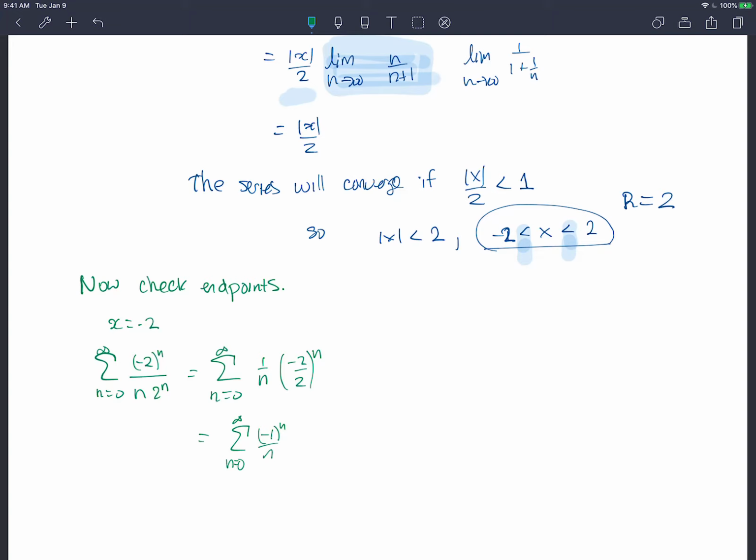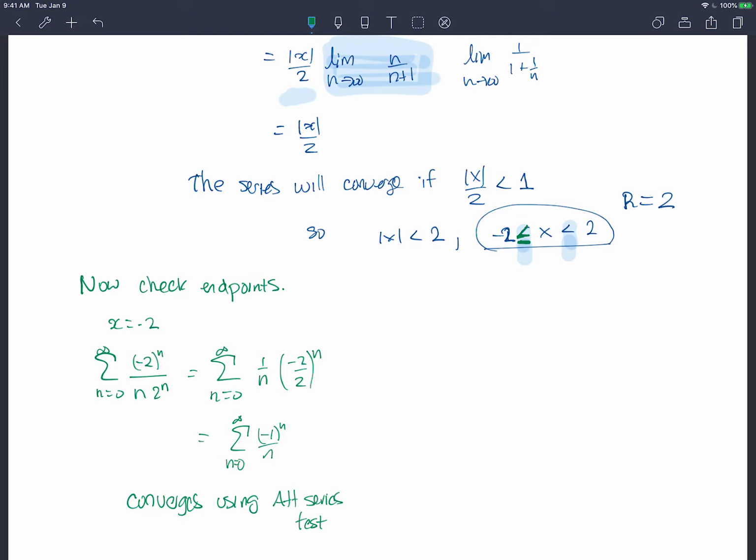Correct? Remember that we saw before that this is an example where the series converges when it becomes alternating, using the alternating series test. So this one converges using the alternating series test. So that way I know that it converges right there, and my interval of convergence includes the equal sign on that end. Okay, so now let's look at the other endpoint.